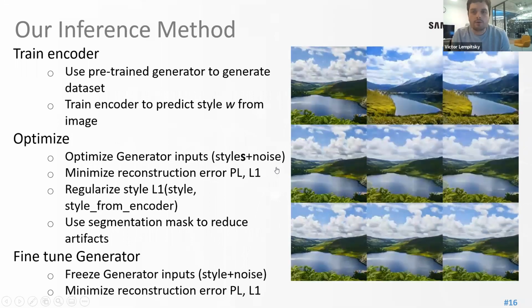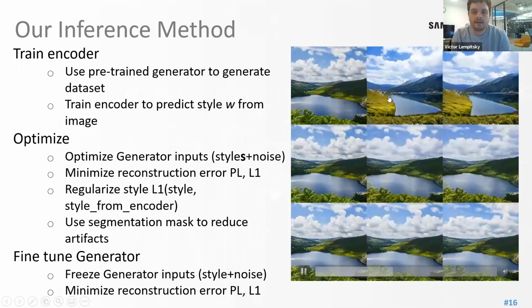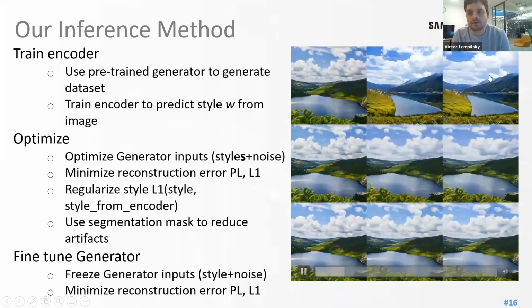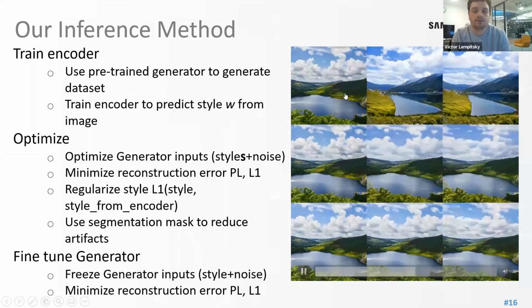So in the top row, you see what happens when we're given this image and we only use our encoder. The encoder returns an image like this, which could be animated reasonably well. So you see the clouds are nicely flowing, but this image is very different from the input image, from the image that we're trying to reenact.